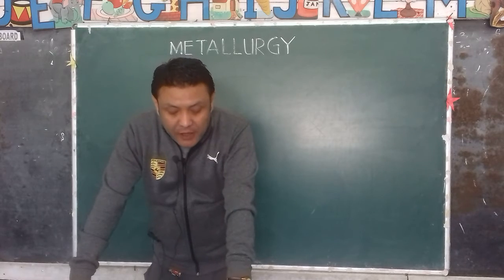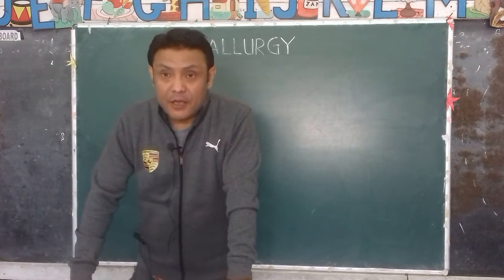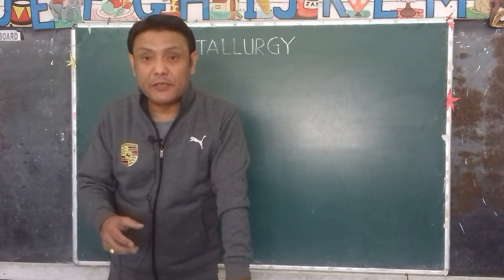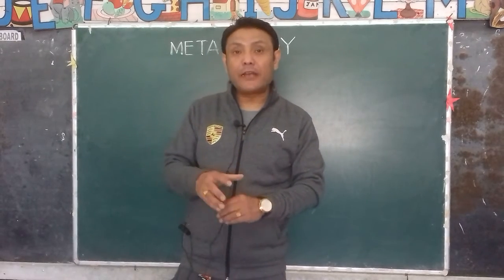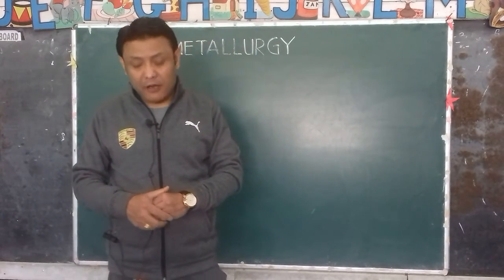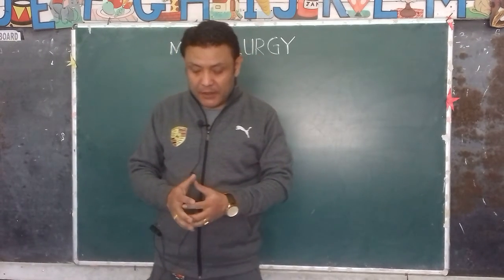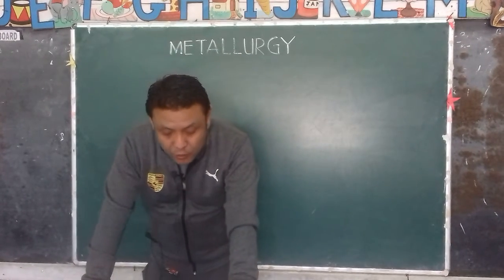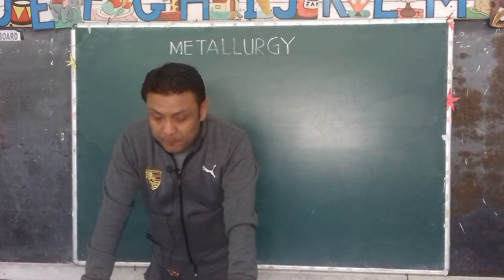And what is a flux? The substance which is added to the ore to get rid of the matrix, the unwanted substances, resulting in the formation of fusible compound, which is known as slag, is called flux. So if you want to go through the definition, it is on page number 130 in your textbook.